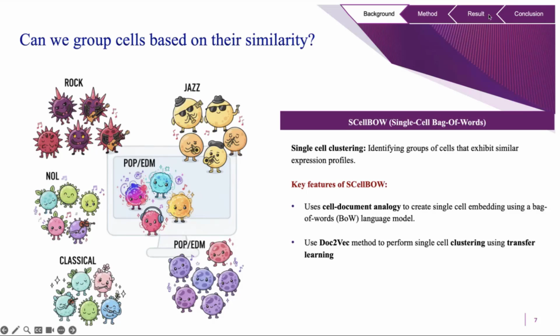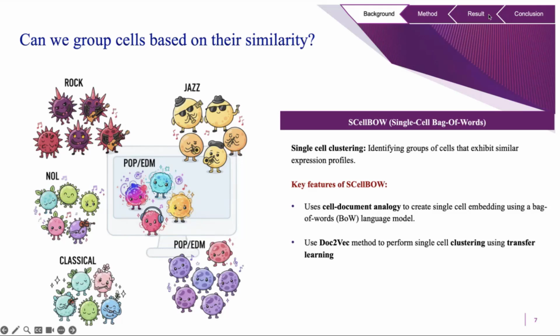So our first question was, if we know that we have certain kinds of documents present, or cells present, and each of these documents has some property, like if I'm drawing a parallel with songs, some of the documents have the lyrics of jazz music, some of them are pop music, then can we group those documents based on their similarity?